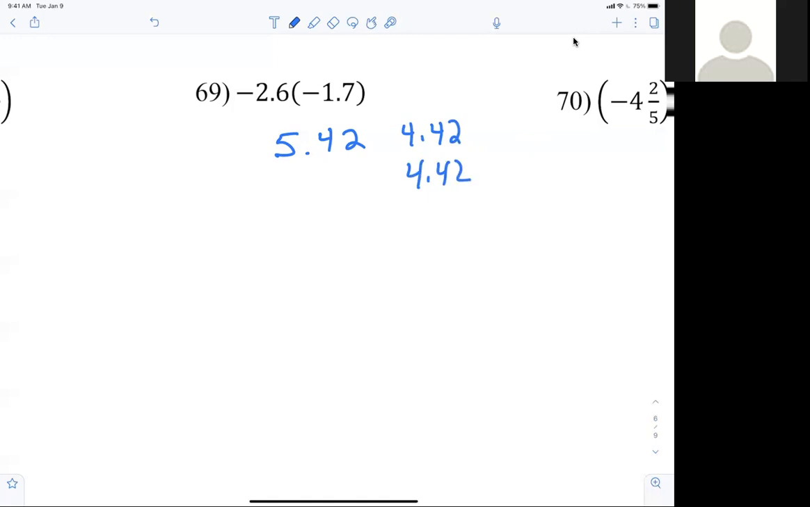Negative times a negative. Now, again, it's just a good example. Please don't just say, okay, 4.42 and write it down. If you made a mistake, it's going to be on the test. Practice your multiplying decimals. All right?